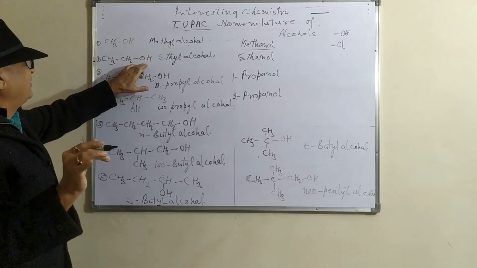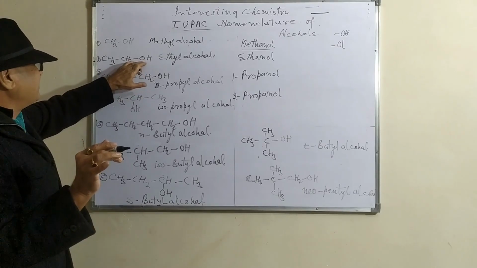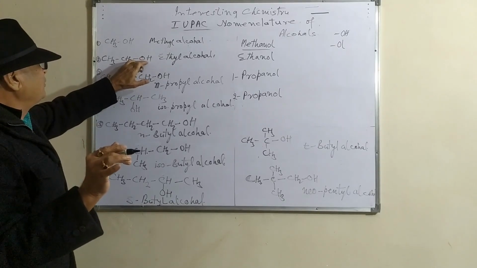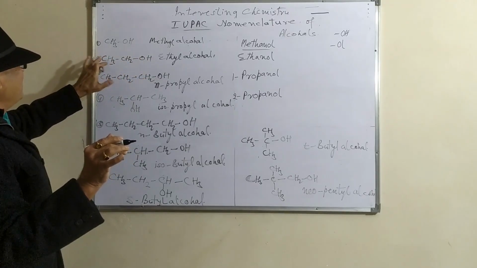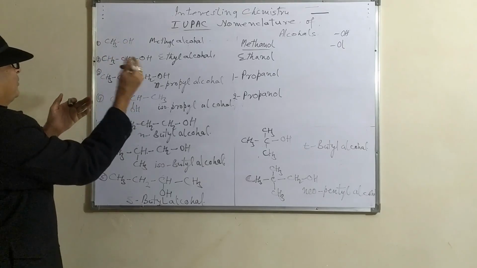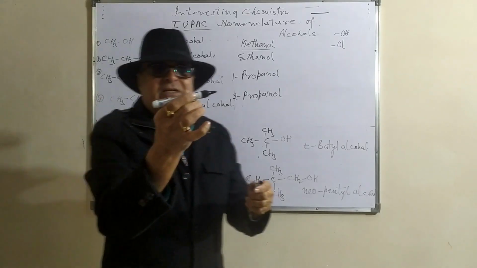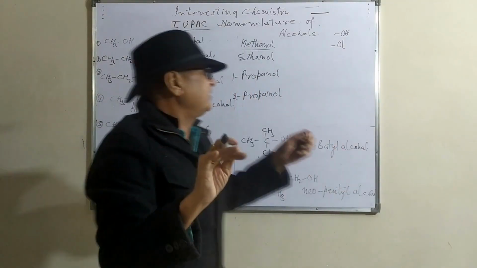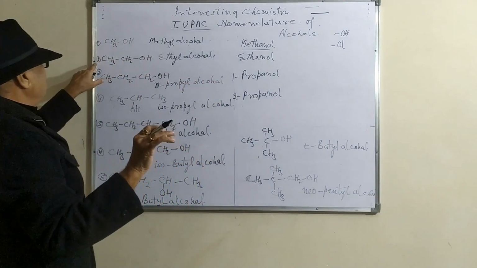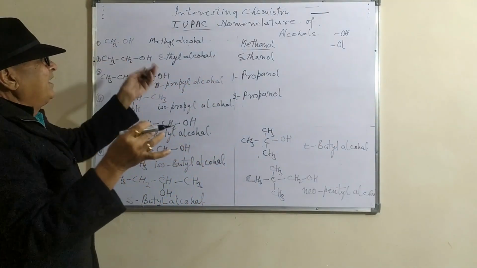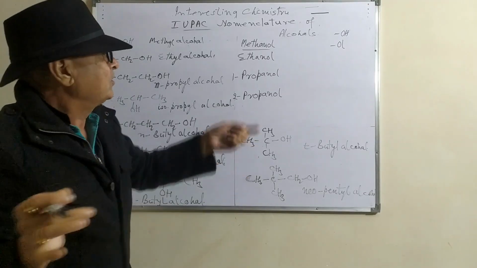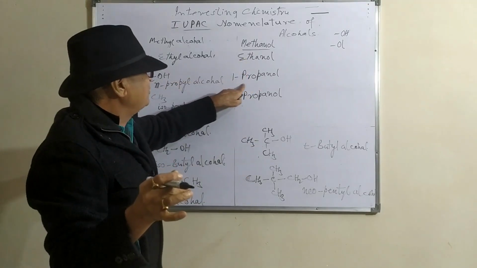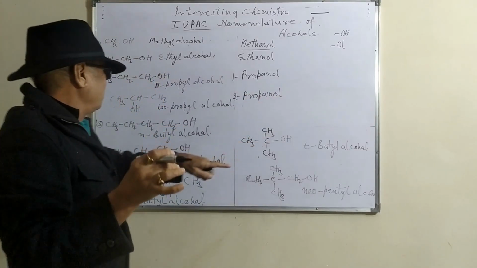In ethanol I didn't show the position, because CH2 will always come to this end, whichever way the chain is written, so it is always 1-ethanol. There will be no two compounds of ethanol, 1 or 2, so it is only ethanol. It is 1-propanol, and it is 2-propanol.